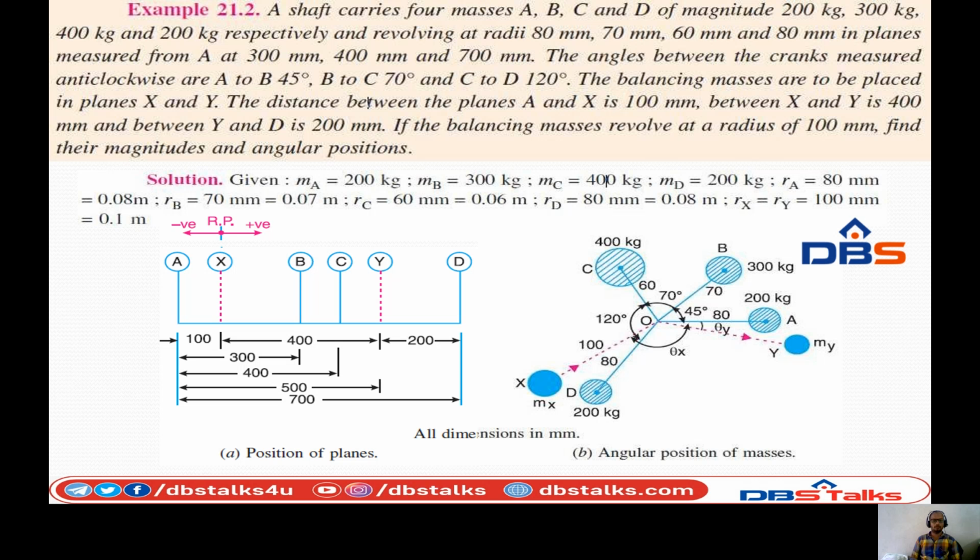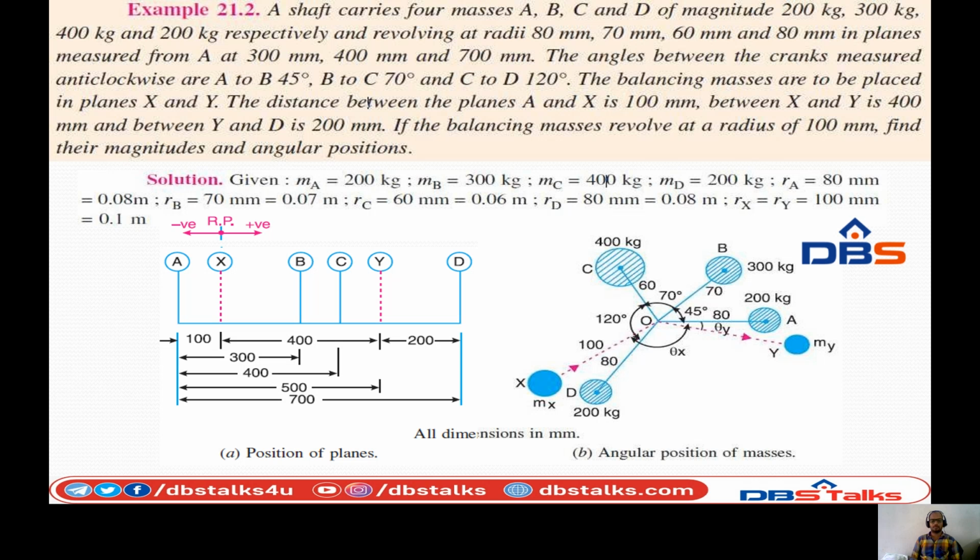Next, the balancing masses are to be placed in X and Y. So here one more condition is how to find out whether the problem is to be solved in different planes. They may give data related to where we have to put our balancing mass. Here they have given two different planes, that is X and Y, apart from the masses and radius. What is the extra planes they have given? That is X and Y.